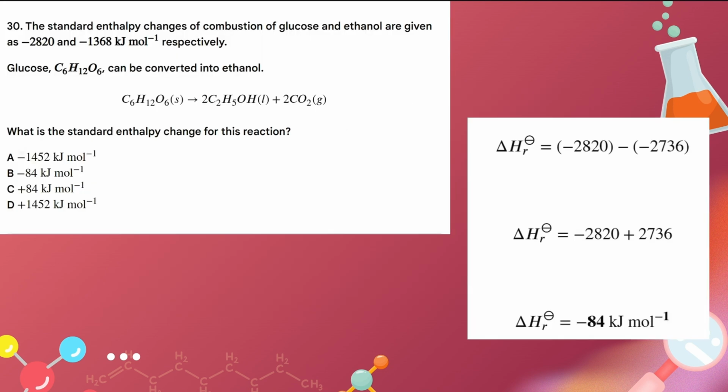Okay. How to do this? We know glucose equals this, ethanol equals this, okay? And how do we know this is glucose? Glucose is C6H12O6, which is only one, making it only one right here. Well, if you see the ethanol is minus 1,368, but this coefficient is 2. So times it by 2, okay?